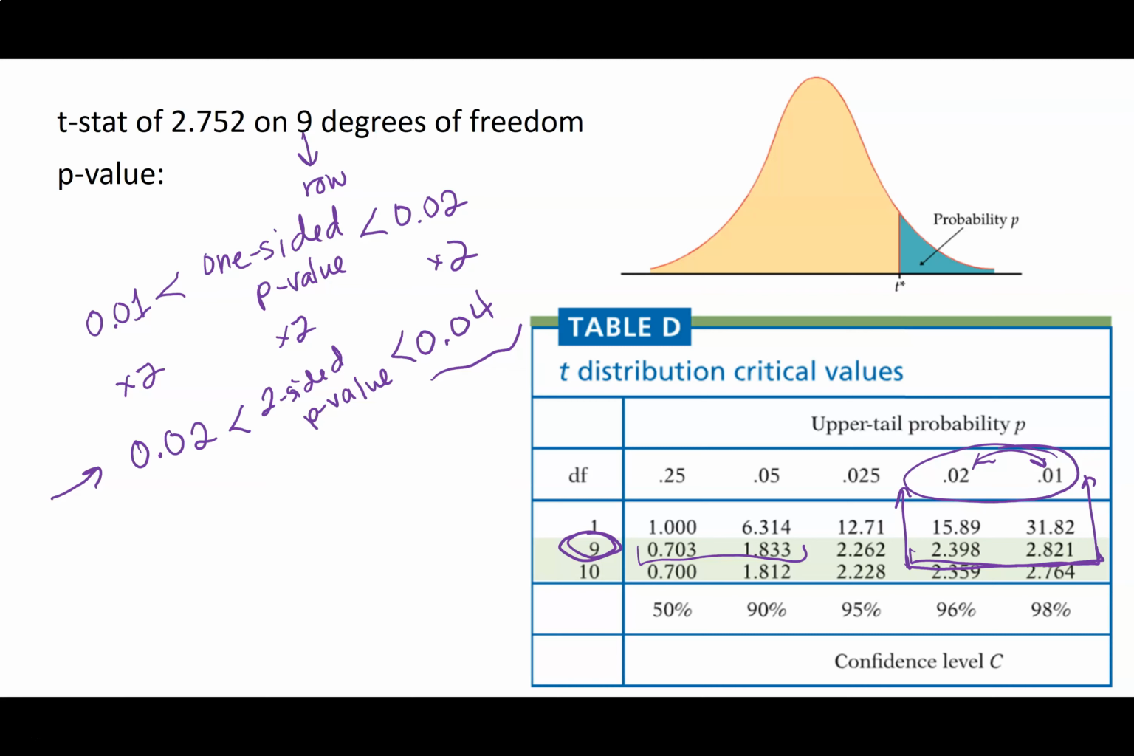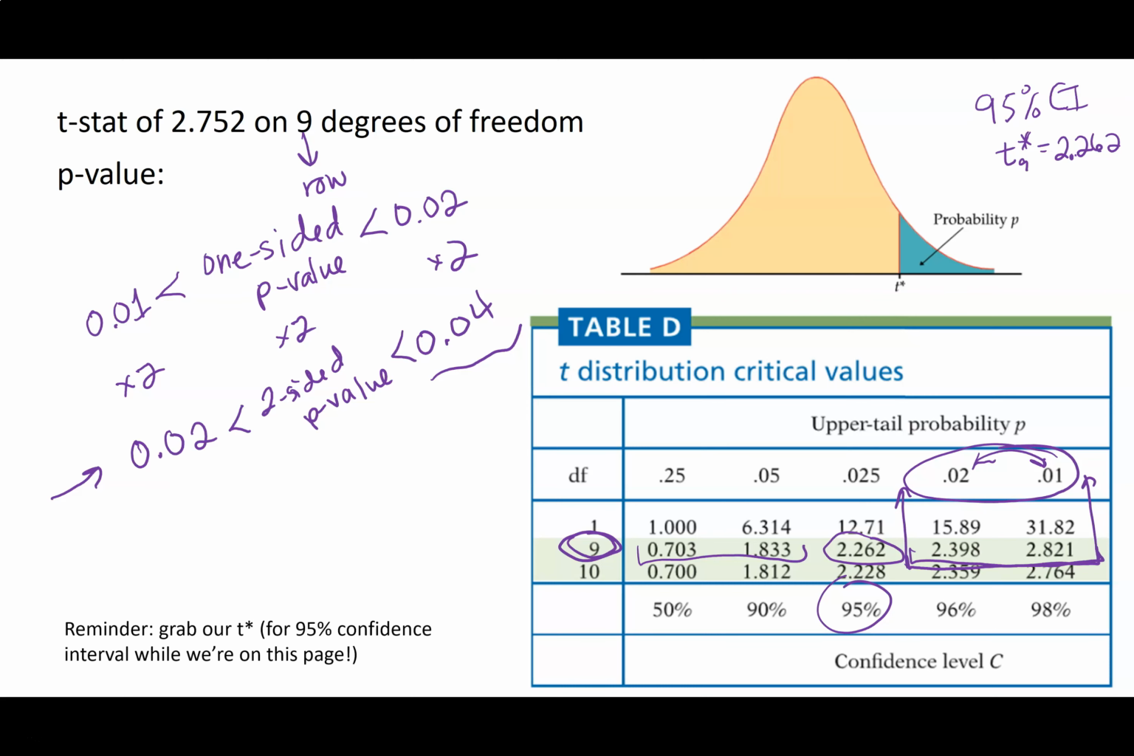Things to note too, if we're going to do a 95% confidence interval, T star we would use is 2.262. I'm not sure if we're going to calculate that on the slide so much as have it in the write-up, but since the table's up here, I thought I'd grab it. So grab our T star. See, I even have a reminder. So there's our T star for a few slides from now, or at least one.